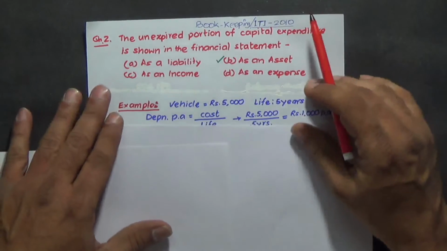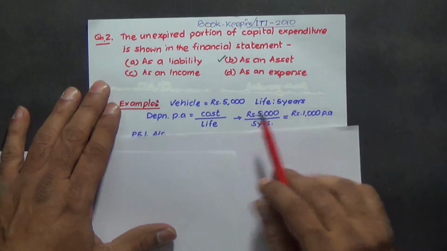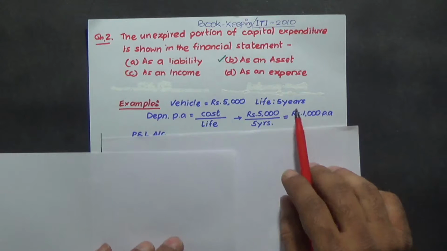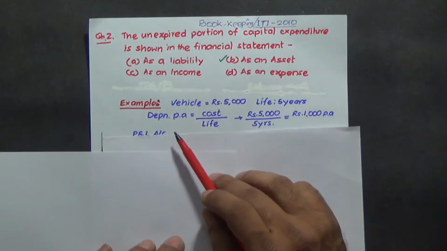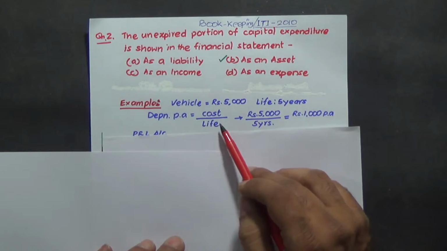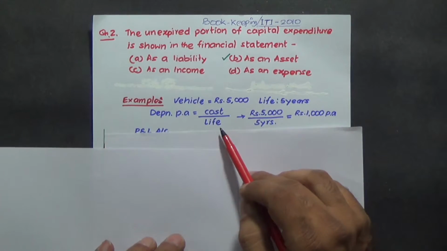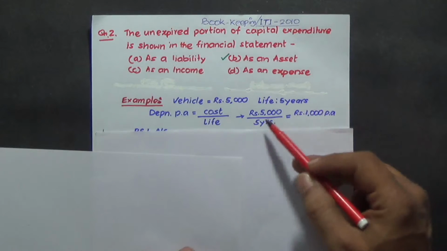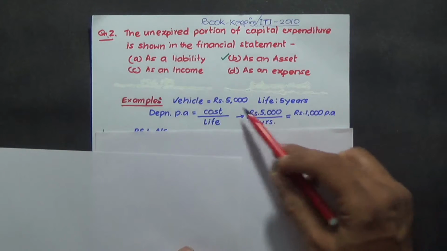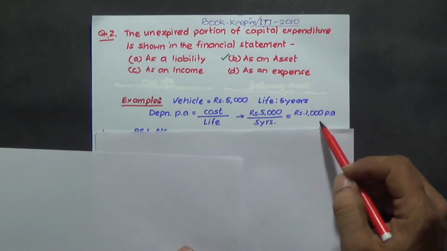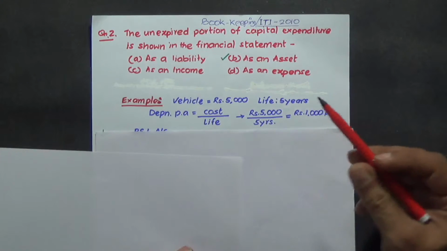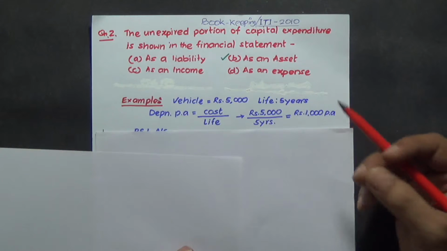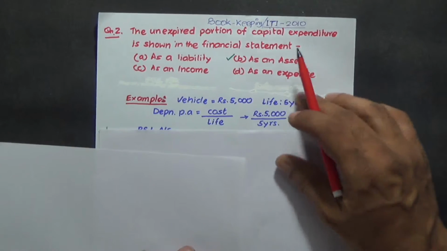A vehicle which costs 5,000 rupees and has a life of 5 years. Depreciation formula is, depreciation per annum is cost of the asset divided by life of the asset. If the cost of the asset is 5,000 rupees and life is 5 years, like how is given in the problem, then depreciation per annum is 1,000 rupees.